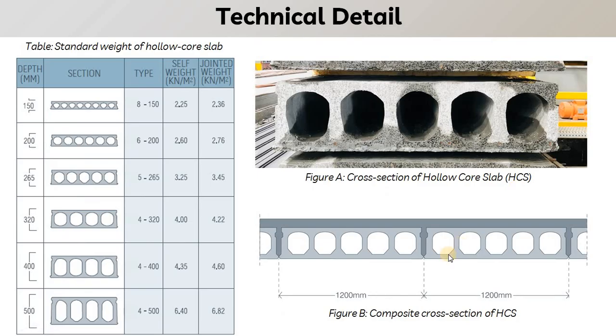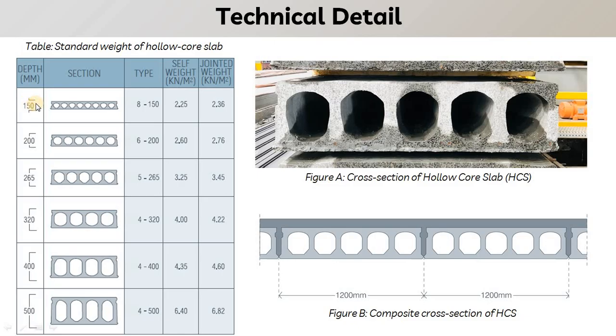Here you can see in figure B that the width of the hollow core slab is the standard, that is 1.2 meter. This is the cross section of the slab, and above that you can see in the dark color the additional concrete that is done on site to connect all the hollow core slabs. We will discuss this part in our further slides. If we see the standard table of weights of the hollow core slab, many thicknesses of hollow core slabs are available depending upon the span and the loading condition.